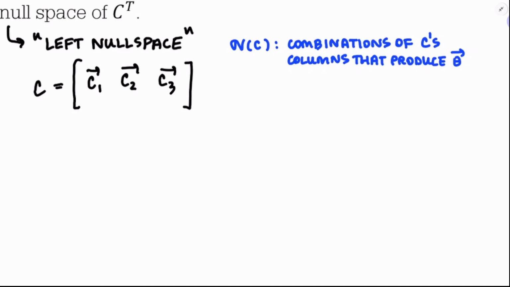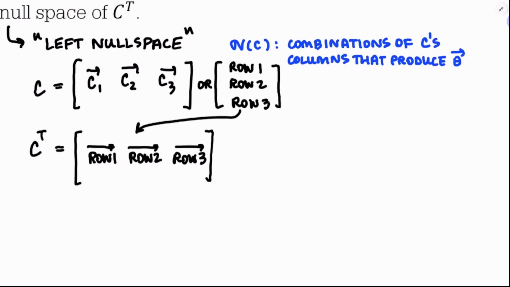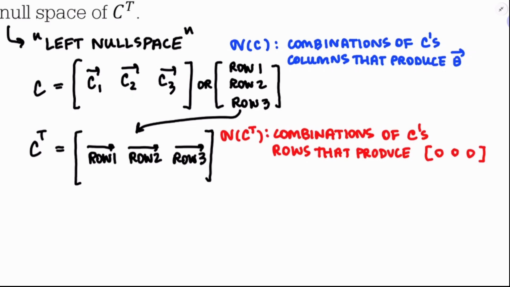Now let me think about what C transpose is. C transpose is where we take all the rows and make them columns, or take all of the columns and make them rows. So if we start to think about the null space of C transpose, we realize that's going to be the combinations of C's rows that would produce, back in the original matrix C world, a row of all zeros. It's a column of zeros in the transpose world.